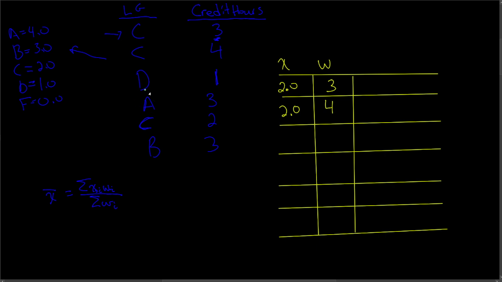D was a 1.0. A was a 4.0. C was a 2.0. And B was a 3.0. And then the weights were 3, 4, 1, 3, 2, 3. So what I've done is I've converted the letter grade to a point system and the credit hours to the weights.